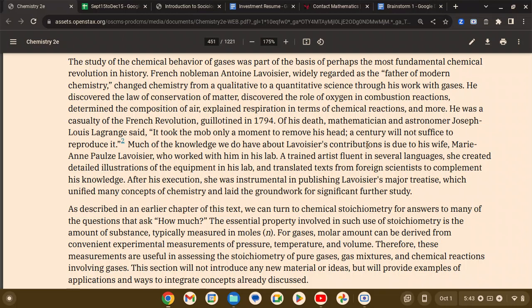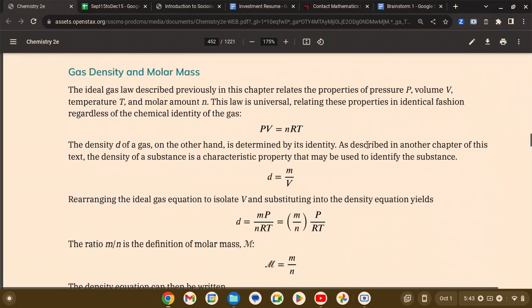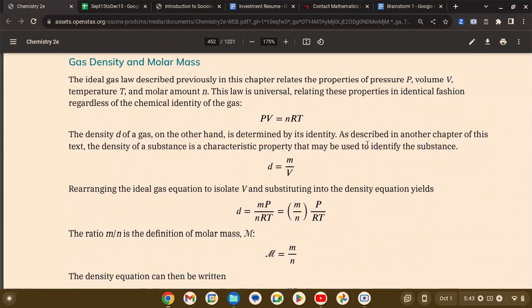As described in an earlier chapter of this text, we can turn to chemical stoichiometry for answers to many of the questions that ask how much. The essential property involved in such use of stoichiometry is the amount of substance, typically measured in moles. For gases, molar amounts can be derived from convenient experimental measurements of pressure, temperature, and volume. Therefore, these measurements are useful in assessing the stoichiometry of pure gases, gas mixtures, and chemical reactions involving gases. This section will not introduce any new materials or ideas, but will provide examples of applications and ways to integrate concepts already discussed. Gas density and molar mass.